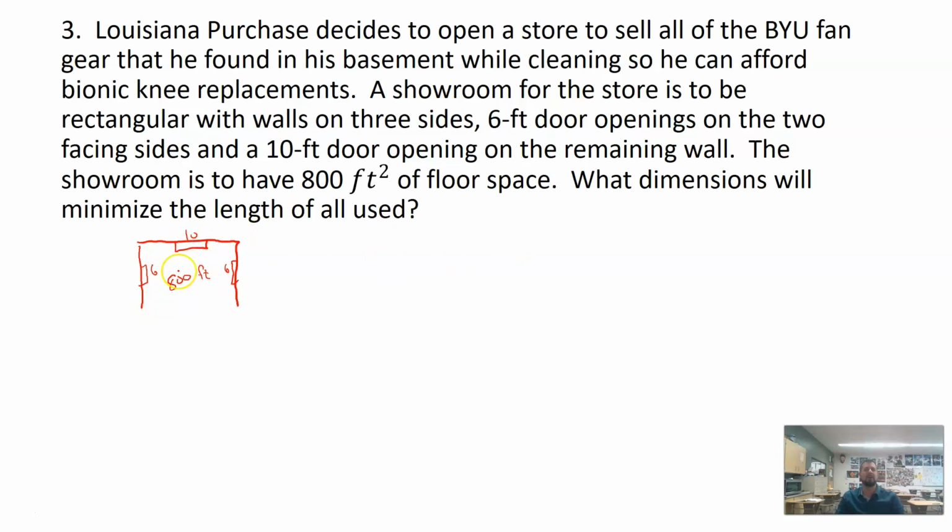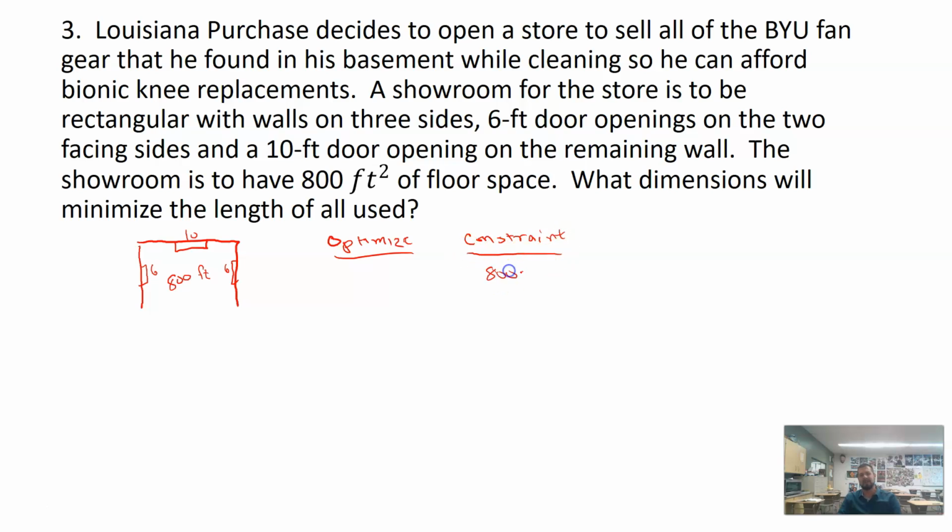Okay, so it wants to know what dimensions will minimize this space that's used. And you'll see that those numbers actually don't matter in just a second. So here is our optimize equation. So I've got optimize right here. And I've also got my constraint. My constraint is that the area has to be 800, okay?